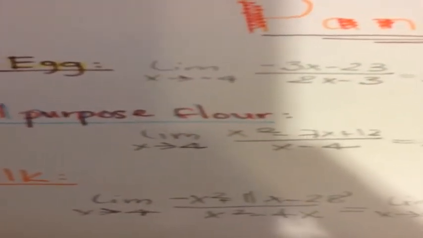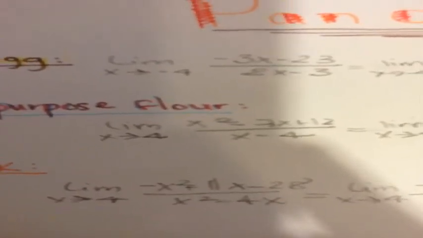So how many eggs do we need for these pancakes? We're going to need the limit as x approaches -4 of the function (-3x - 23) over (2x - 3). Okay, how many eggs is that? I have no idea, so I have to solve it.